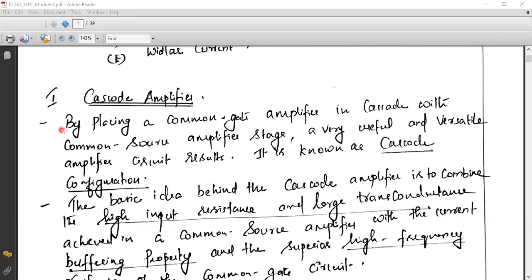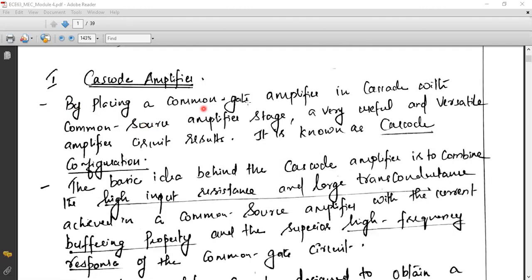All of you take down this point. By placing a common gate amplifier in cascade with a common source amplifier stage, we get the version called cascode. That process is cascading only, but after that process, the entire configuration is called cascode. So we are placing a common gate amplifier in cascade with common source. That means the output of common source is given to the input of common gate. Together it is called a cascode amplifier.